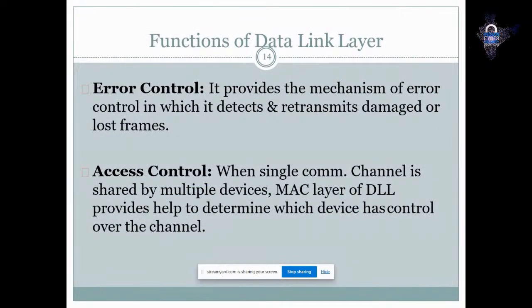Then error control. The data link layer also has some other functions. It checks for errors in the data, and if the data is corrupted, the data link layer detects that error and tells the originator to send the data again. There is also a CRC check, cyclic redundancy check, done in the data link layer to detect the error. So error control and access control are all done in the data link layer.